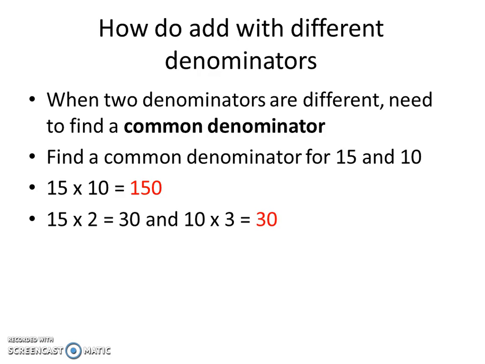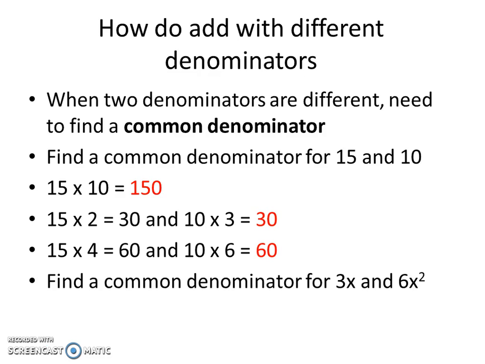common. So I know that 30 is going to be a multiple of 15 because 15 times 2 is 30. And then 30 will also be a multiple of 10 because 10 times 3 is 30. Another example of a common denominator would be 60. So we can multiply 15 times 4 and then 10 times 6 to get 60.